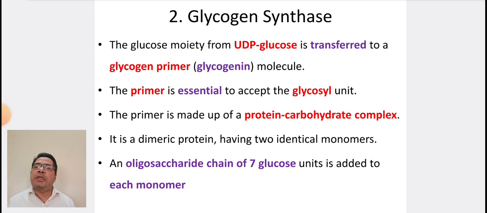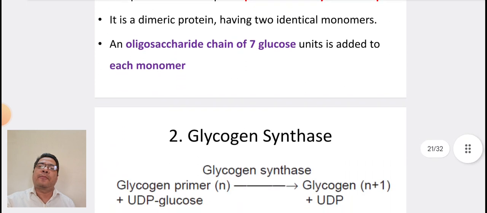The glucose moiety from the UDP glucose is transferred to a glycogen primer, that is the glycogenin molecule. The primer is essential to accept the glucosyl units. The primer is made up of a protein carbohydrate complex. It is a dimeric protein having 2 identical monomers. An oligosaccharide chain of 7 glucose units is added to each monomer.